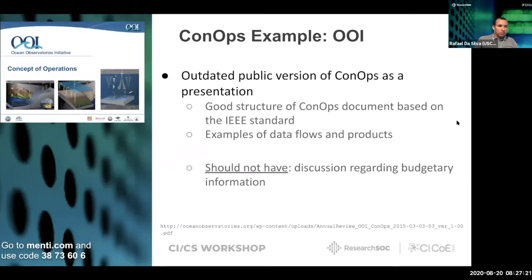Another one is an old version of the OOI ConOps document that is actually represented as a presentation, so slides. I'm aware they have a new document that is very detailed and very well developed. But this one is a good reference, based on the IEEE standard, with a lot of examples of data flow and products. One thing they had on this one is a discussion regarding the budget, how much money is allocated to different steps of the system, which typically we should not have in a ConOps document.